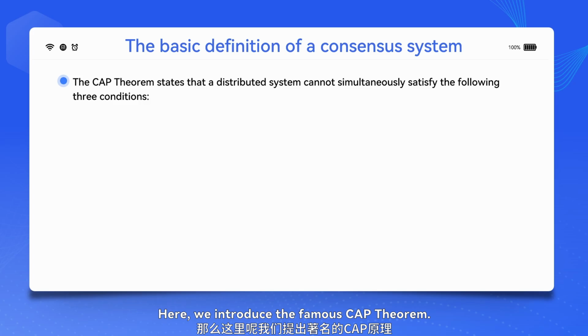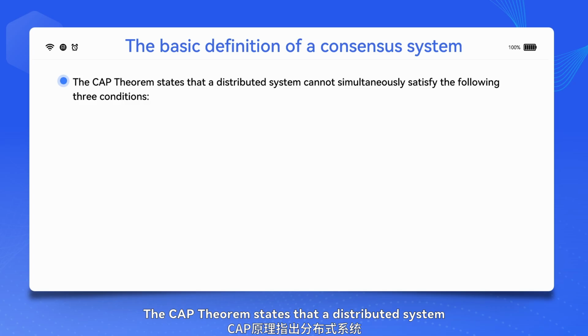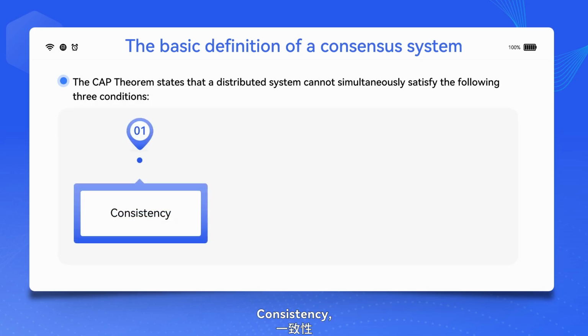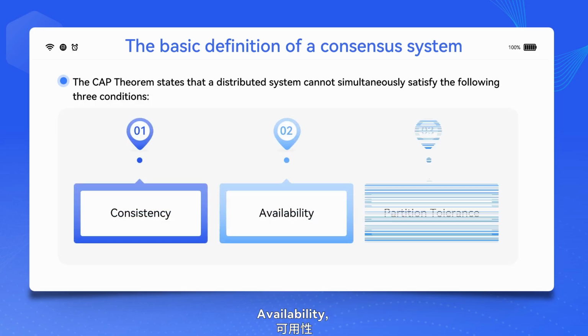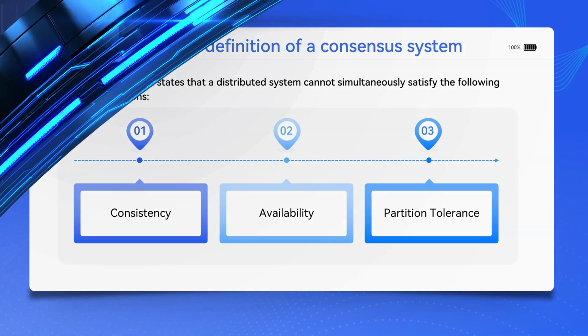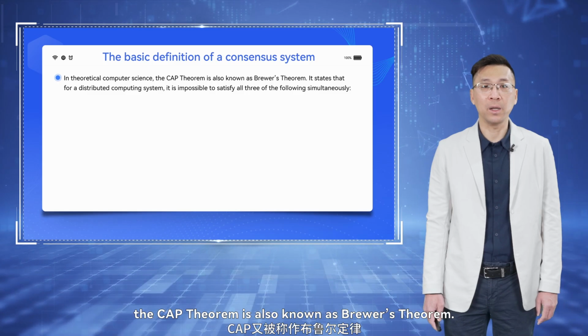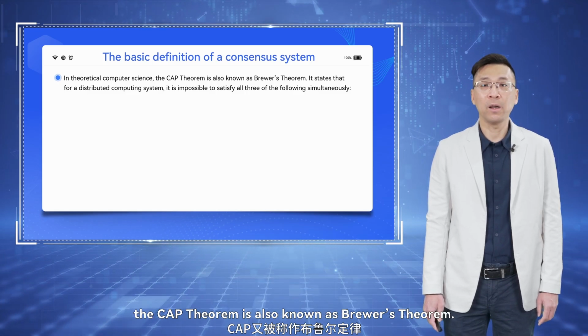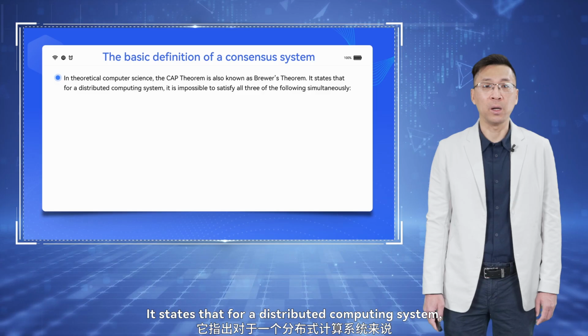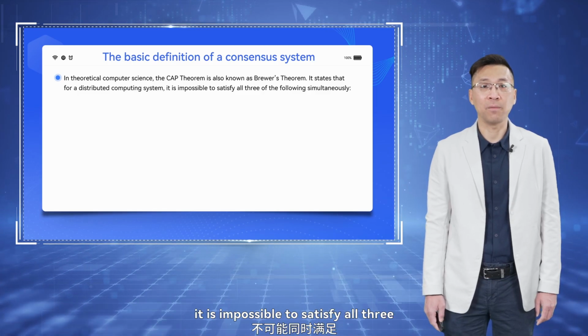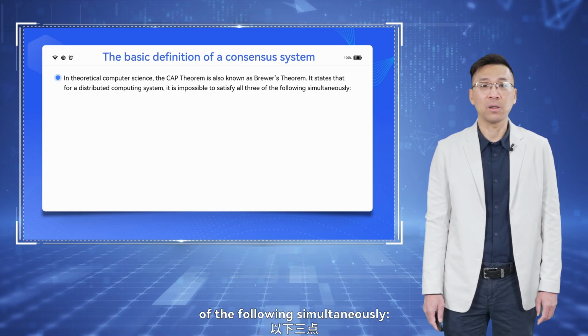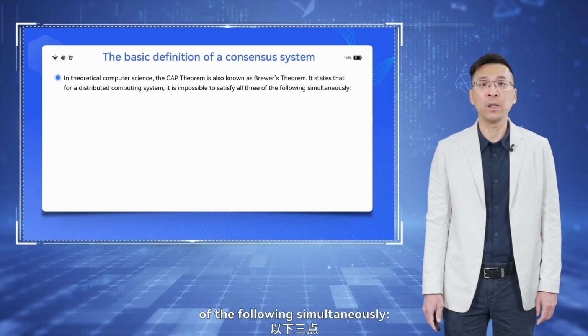Here, we introduce the famous CAP theorem. The CAP theorem states that a distributed system cannot simultaneously satisfy the following three conditions: consistency, availability, and partition tolerance. In theoretical computer science, the CAP theorem is also known as Brewer's theorem. It states that for a distributed computing system, it is impossible to satisfy all three of the following simultaneously.